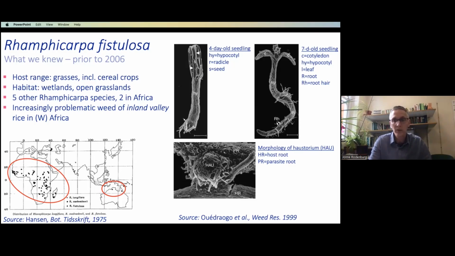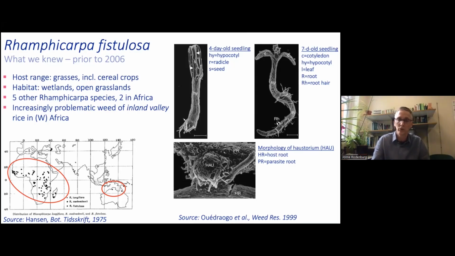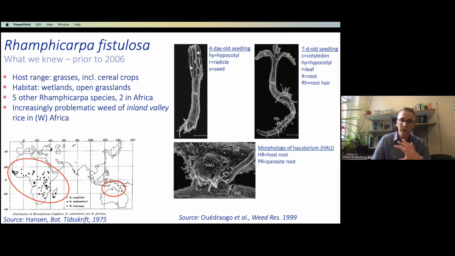Based on the publications before 2006, we could sense that it was a slightly increasing weed problem in inland valley rice in West Africa. Inland valleys are landscapes with depressions, where you have slopes and valley bottoms where rice is grown. So it is mainly rain-fed lowland rice. In areas where water cannot be controlled, that is where this parasitic weed really thrives.